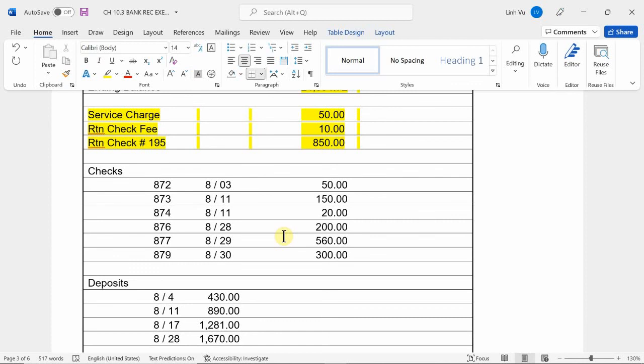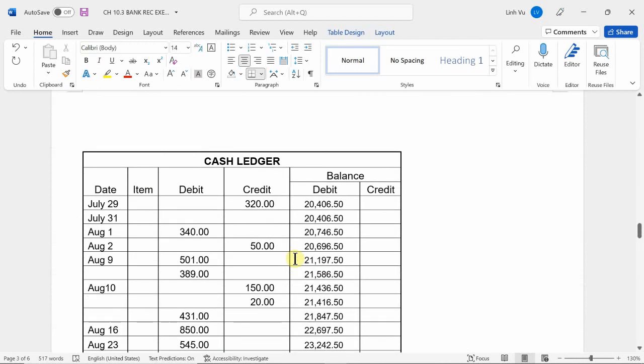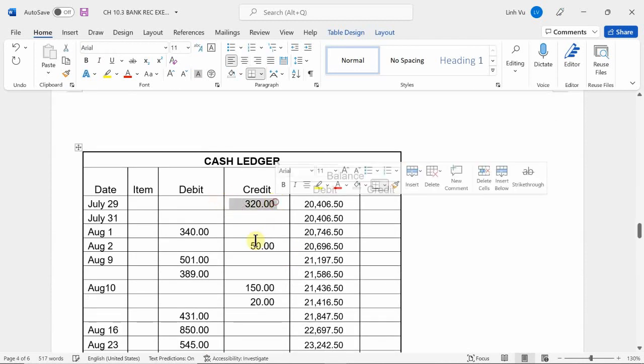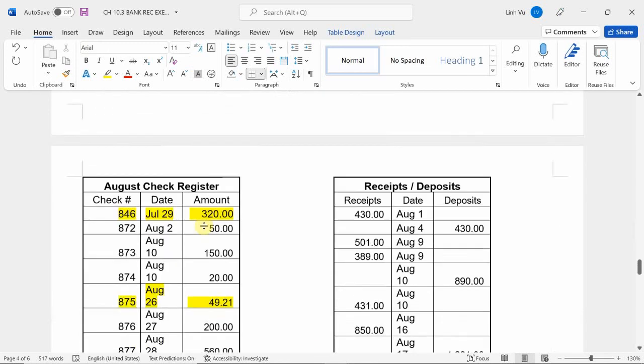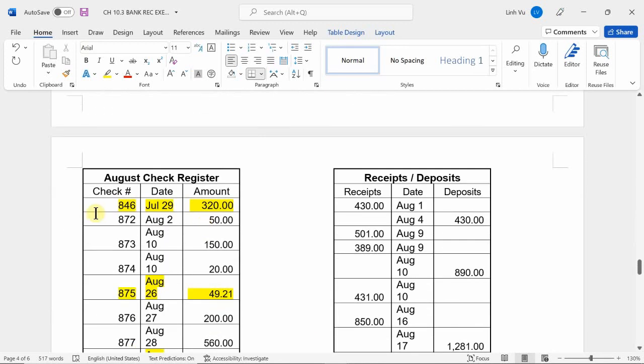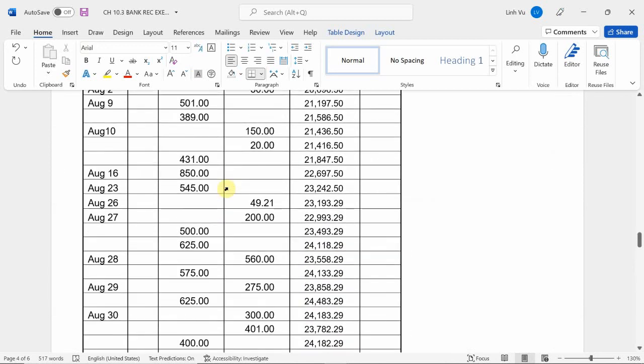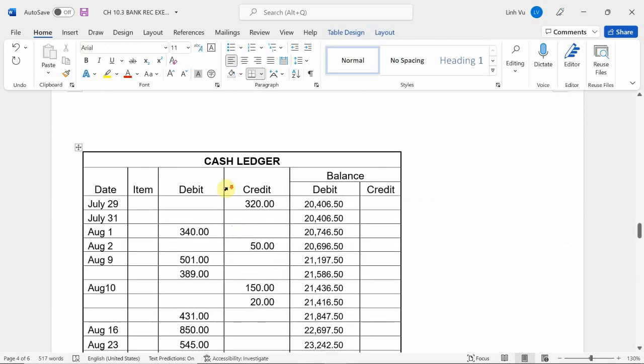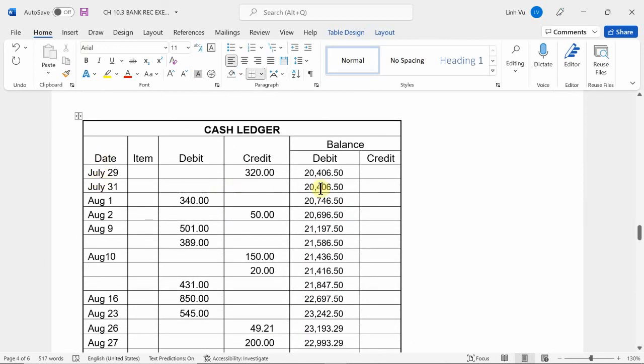$120. My question is, I end up writing a check for $320. Is that true? So go down here into your check register. Yes, it's true. I wrote $320. However, this check has not cleared yet. So it's already in my system. I've already check marked that off. Next one, nothing happened there.